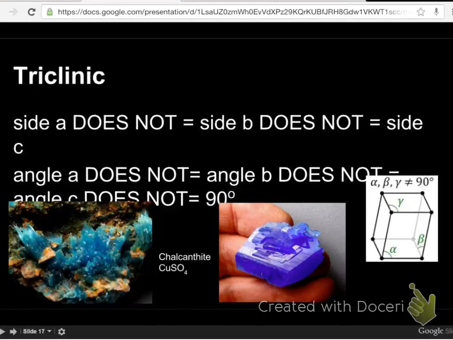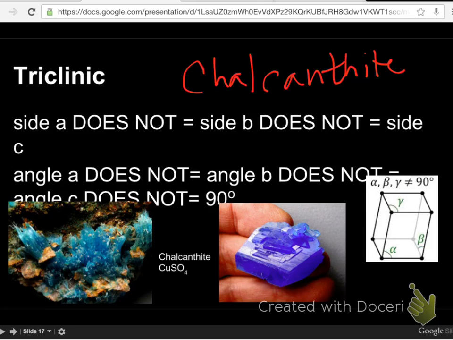So the last shape or system is triclinic. So none of the sides are equal, none of the angles are equal, and none of the angles are 90. They're all oddballs. And this always looks to me as though somebody took a tetragonal, so one of those sort of rectangular ones, and smashed it over. But they smashed it on two planes, so there are no 90 degree angles left anywhere. Okay. Chalcanthite is one of the prominent examples of a triclinic mineral. Pretty crystals, very pretty crystals. And it always sounds to me like somebody's talking about a campsite with a lisp. Chalcanthite.